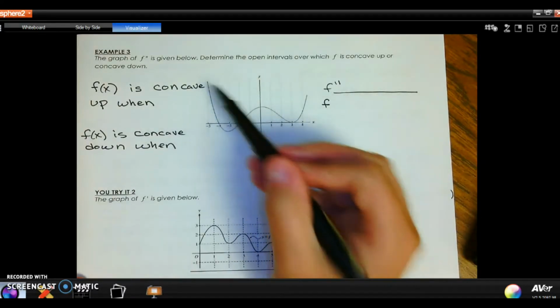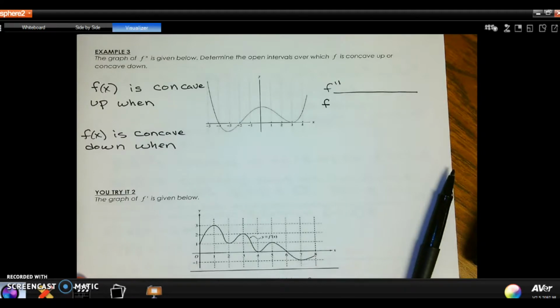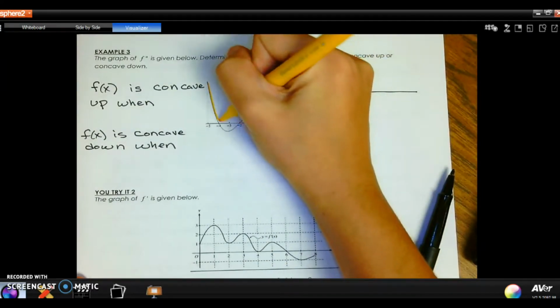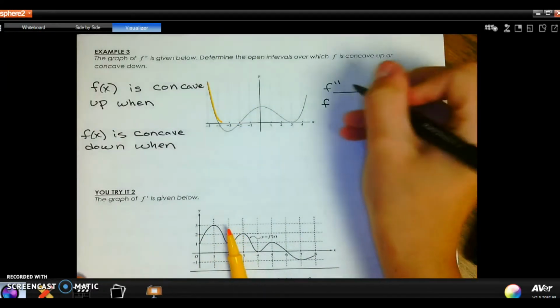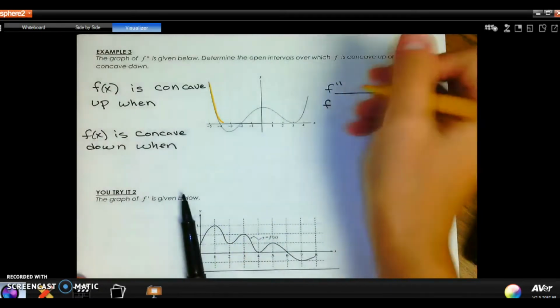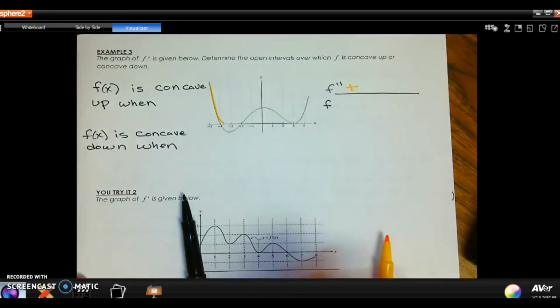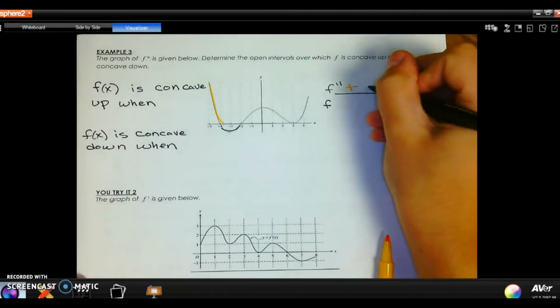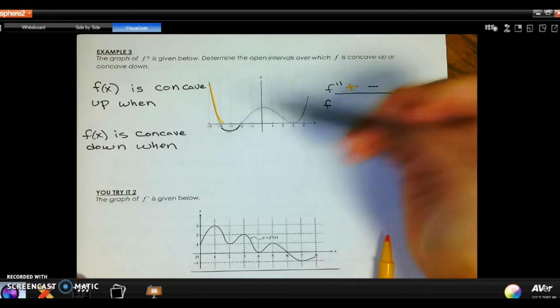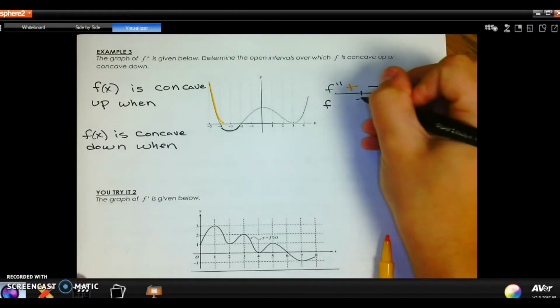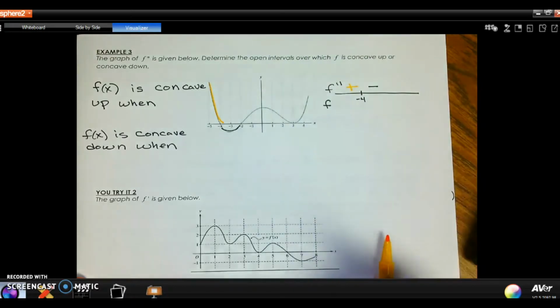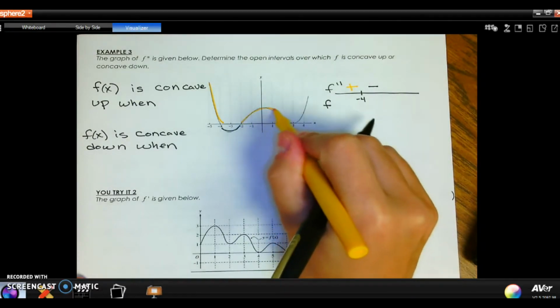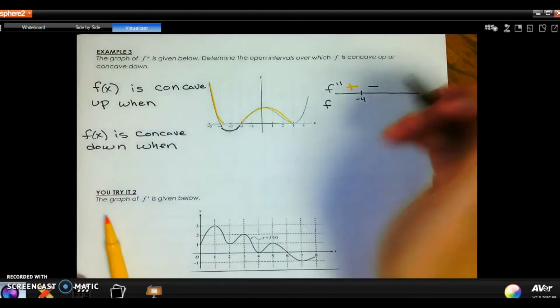So in this example, the second derivative starts off as being positive, right? So for this section right here, it is positive. It starts off positive, then it dips below the x-axis for this part here, so then it goes to negative. And that changes at -4. And then it goes to being positive again at -2, and it stays positive until it hits 3.